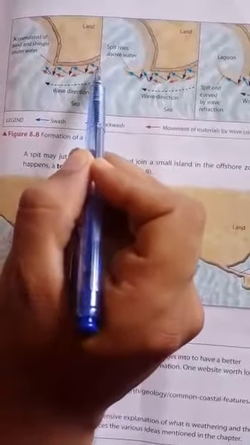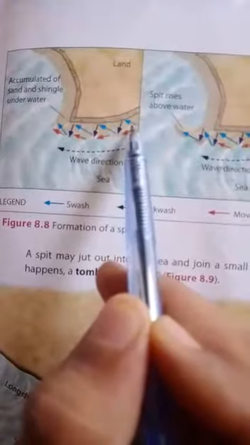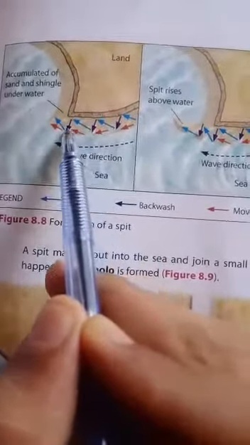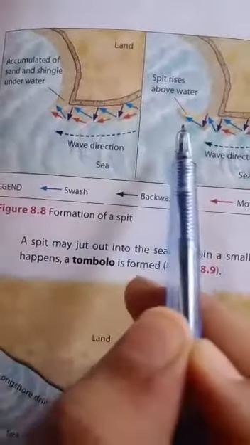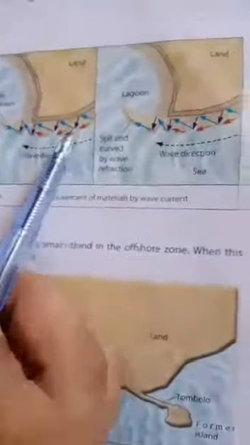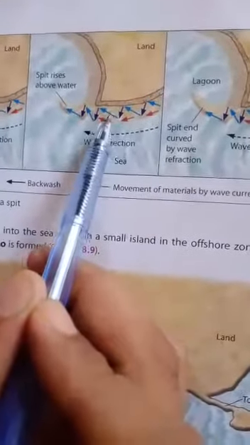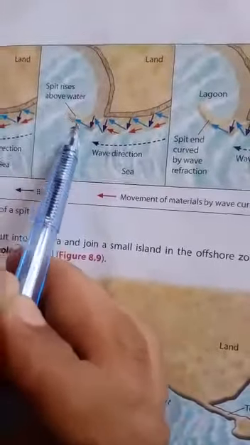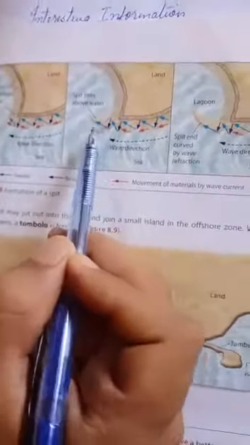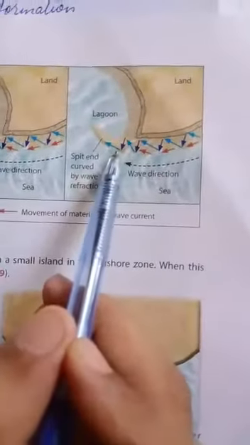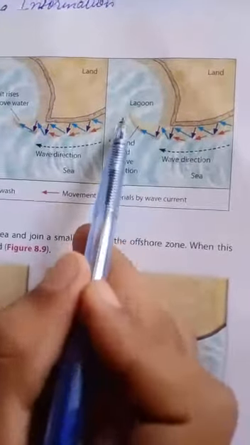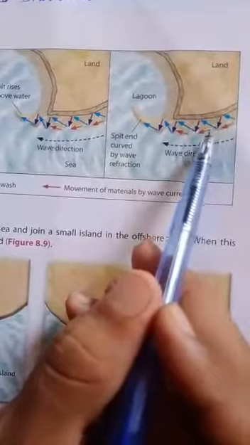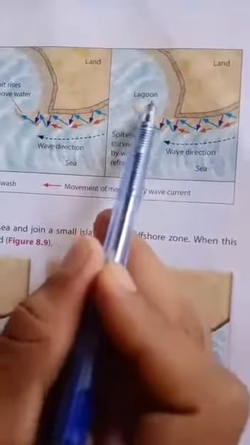Okay, you can see that due to the wave direction, they continue to deposit sediments at this place, and they continue to deposit sediments in this direction. In the next figure you can see that, due to this direction, the spit rises above water, like here. Okay, and in the next figure you can see that the length of the spit increases. So because of this, the spit tends to form.